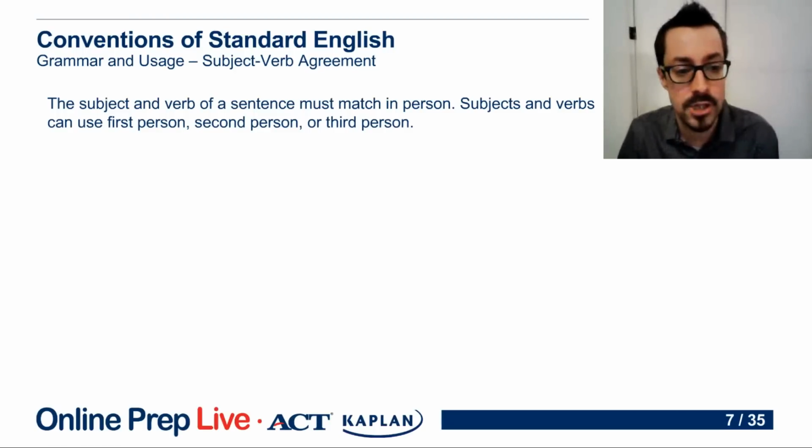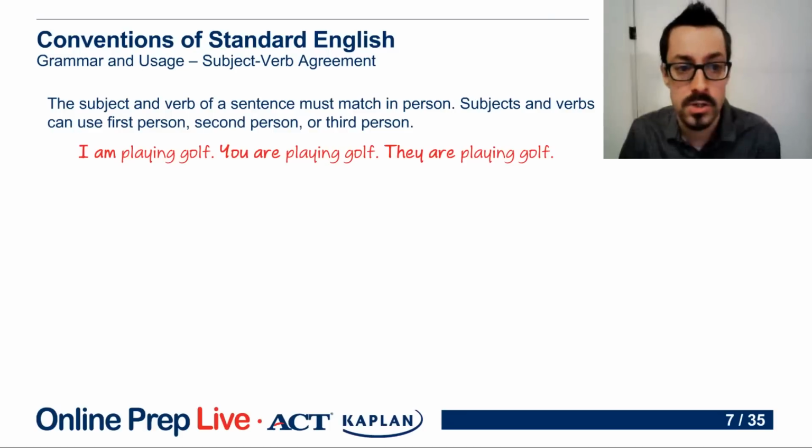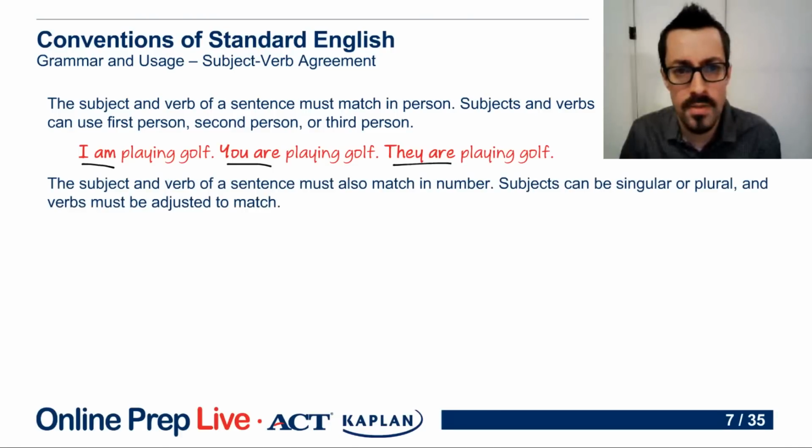One way it's got to match is in person. So how you're conjugating that verb, depending on whether your subject is I. Notice we conjugate the verb differently than if the subject is you, or if the subject is they or we. So you have to make sure that you have the right conjugation of your verb for the person, for the subject. You also have to make sure that your verb matches your subject in terms of singular or plural.